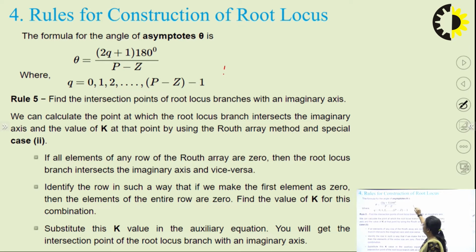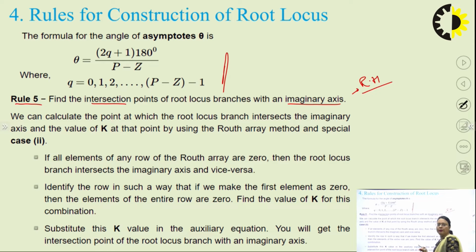Now here they have given, I have written the formula for asymptotes, right? Now the fifth point is the intersection with the imaginary axis, right? So how to calculate the intersection with the imaginary axis? The intersection of the root locus points with the imaginary axis can be determined by using the Routh-Hurwitz criteria, right?